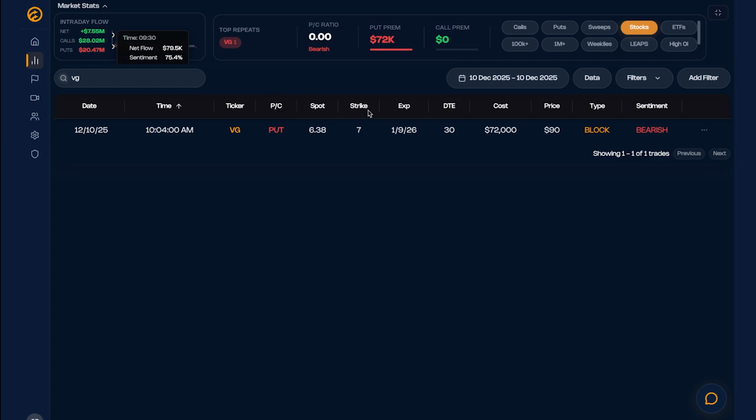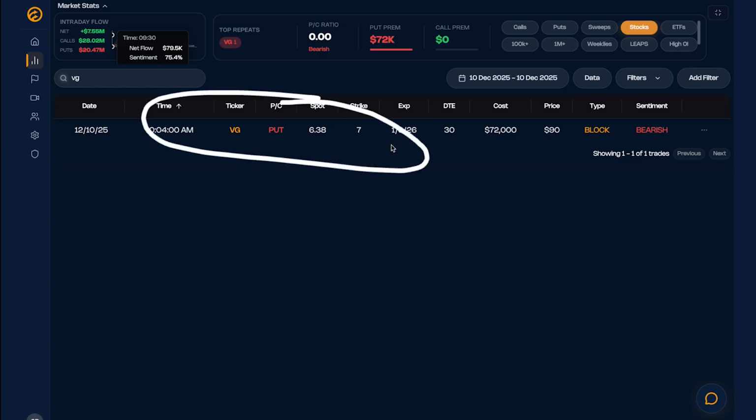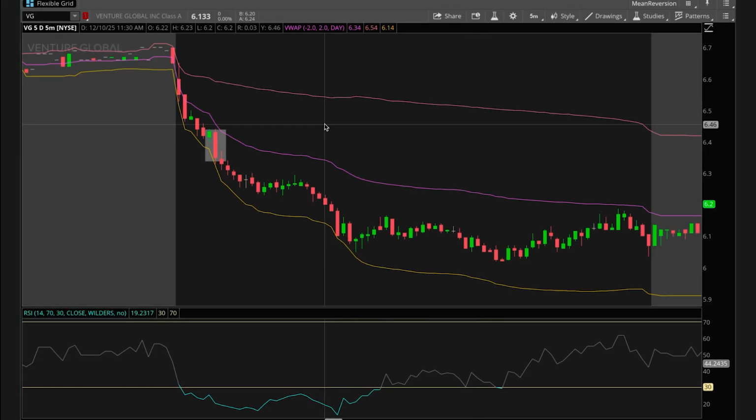So that was a quick example of how you could have made, again, just about 80% at peak P&L if you had managed this VG put that came through on options flow according to the simple strategy that we covered. And let's go over another example now.